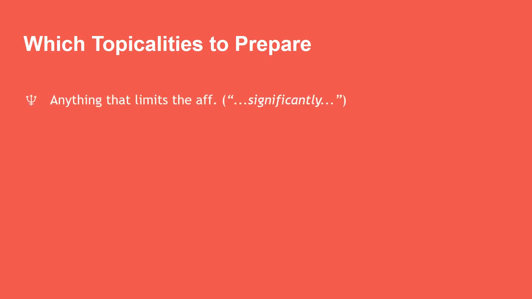So any term or word in the resolution that limits the AF is something you want to have a topicality ready for. A term like significantly or substantially being in the resolution really is only there to protect the negative by limiting the AF. And this stops them from doing things like increase an action by 1% or by like one instance. And that way they don't really get any significant disadvantages, but then they just do some marginal good. This is to prevent that. So let's look at some previous NFALD topics and use these as our examples for which of these words I would have topicalities ready for.